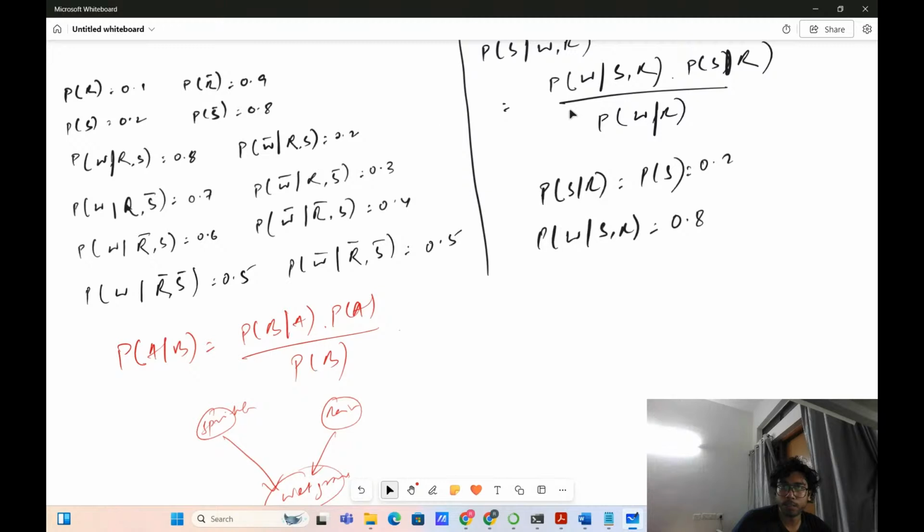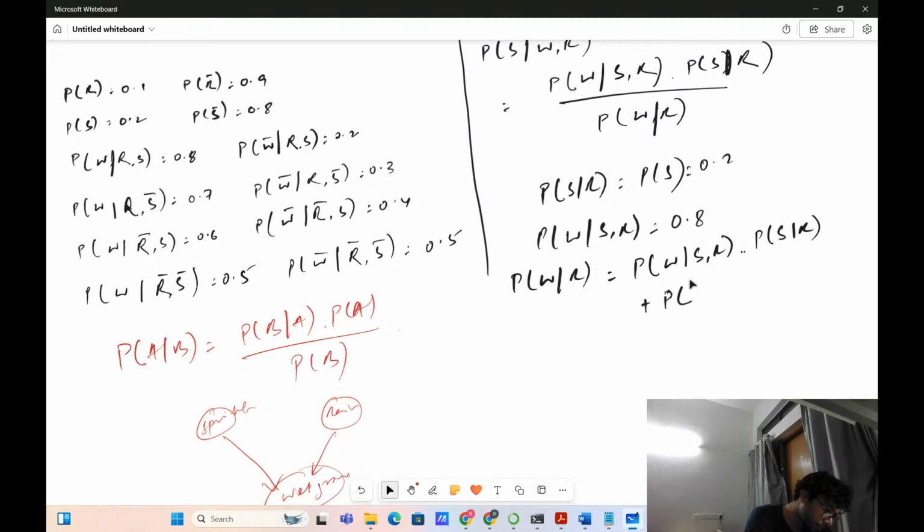And then we are left with P of W given R. So P of W given R can be calculated from the law of total probability, right? So P of W given R would be P of W given S and R times probability of S given R, plus probability of W given S complement and R times probability of S complement given R, right?